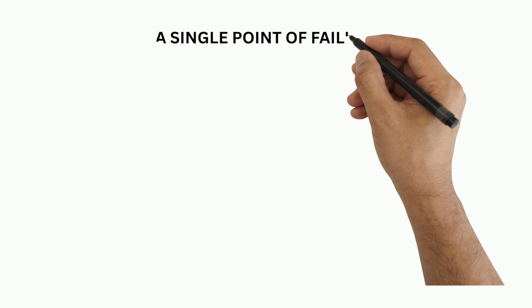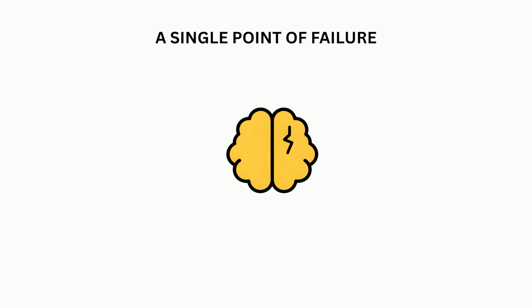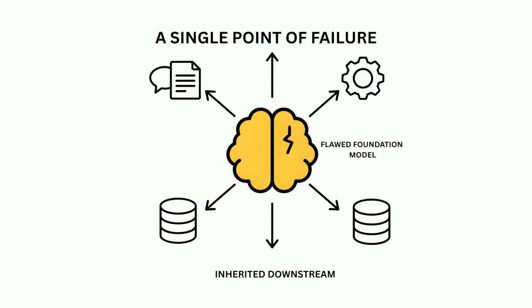That shared foundation structure cuts both ways. A bias, a training data flaw, or a vulnerability in a widely used foundation model doesn't stay contained. It propagates into every chatbot, every fine-tuned variant, and every agent built on top of it. One upstream weakness becomes many downstream weaknesses simultaneously.